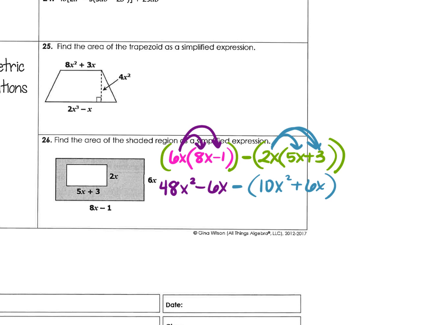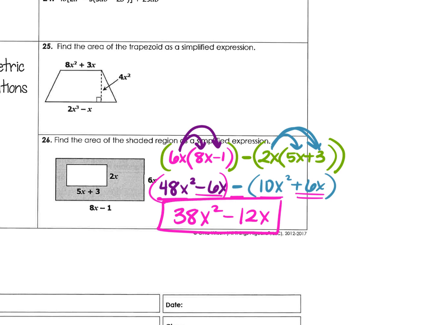So we're going to subtract this one minus the other one. So it's going to be 48x squared minus 10x squared is 38x squared. And then it's a negative 6x minus 6x is a negative 12x. That would be the area of the shaded. So it's taking what we did yesterday with subtraction and taking what we did today with multiplication and putting them together. Okay? Questions on that?